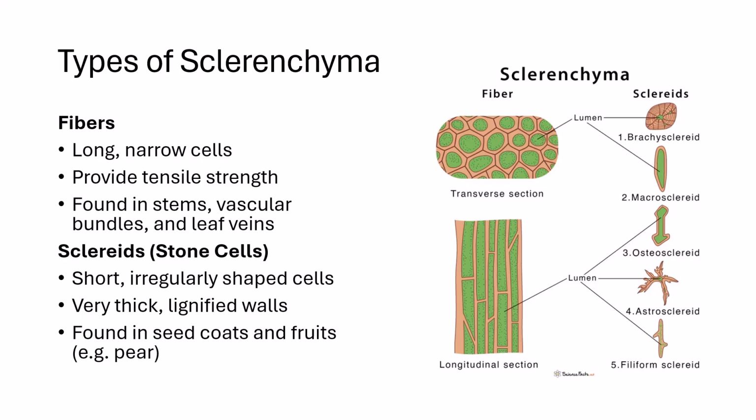They have extremely thick lignified walls and are often found in hard or gritty tissues such as seed coats and the flesh of pear fruits. There are different shapes to sclereids. Both fibers and sclereids are dead at maturity and function primarily in support and protection, but they differ in shape, location, and the way they reinforce plant tissues. In this lab, you will directly observe brachysclereids in pear tissue as a representative sample of sclerenchyma.